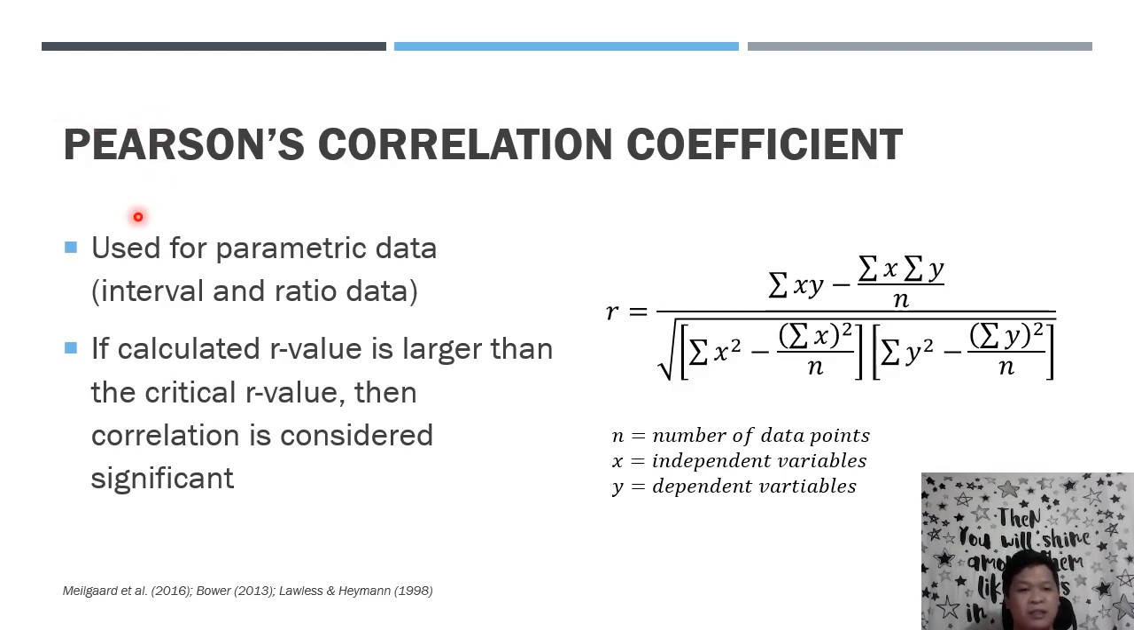But if you are sure that totoong interval or ratio yung data ninyo, then you can use the Pearson's correlation coefficient. Of course, in this case, there are identified dependent and independent variables. Okay. So nasa experimental design na yon. Alright, and similar to the previous one, if the R value you calculate is larger than the critical R value, then there could be a significant correlation between the two variables.